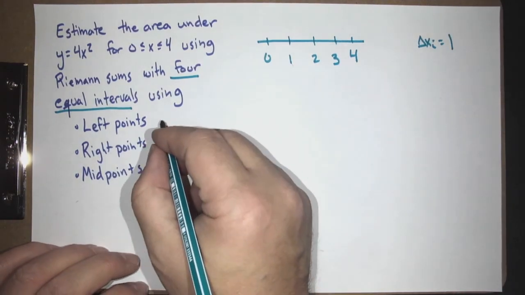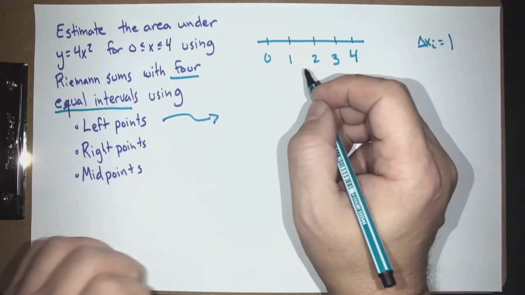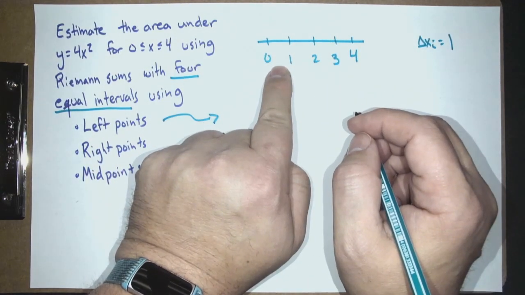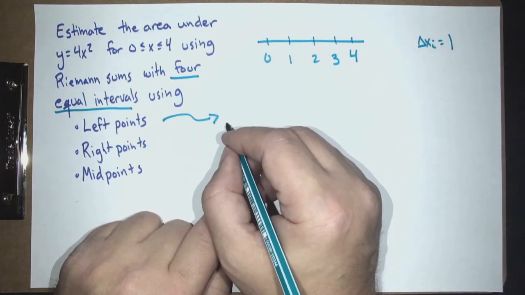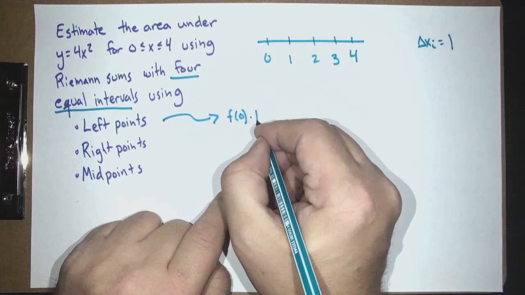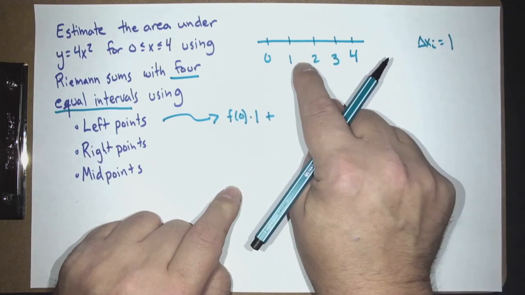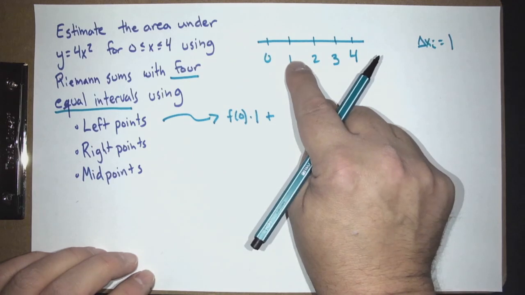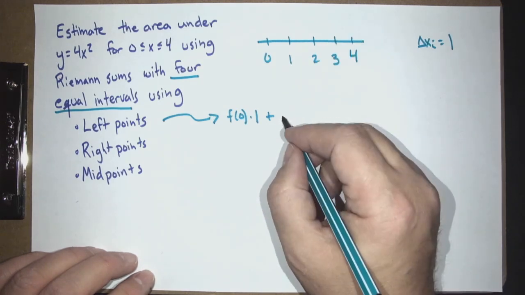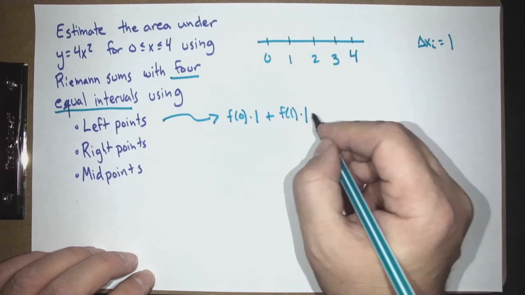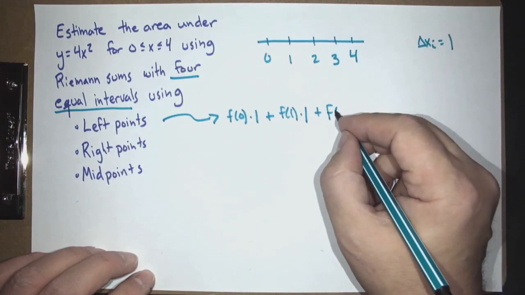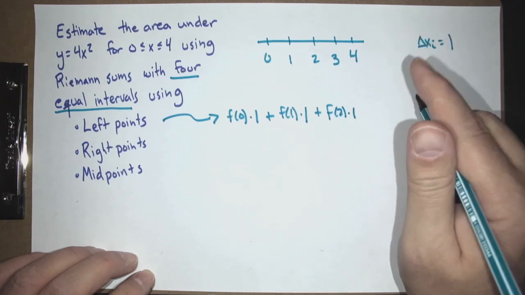So, for the left point, I come to the first interval. Which is my left point in the first interval? 0. So it'll be f of 0, that's my height, times my width, 1. For the second interval, what's the left? So 1, and then again times the width. Third interval, it'll be 2, and for the fourth interval, it'll be 3.